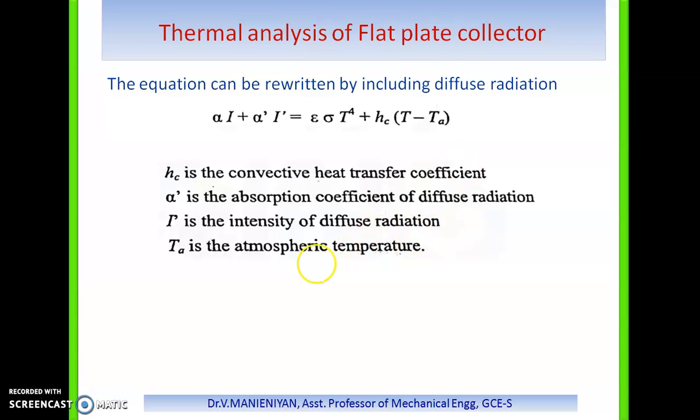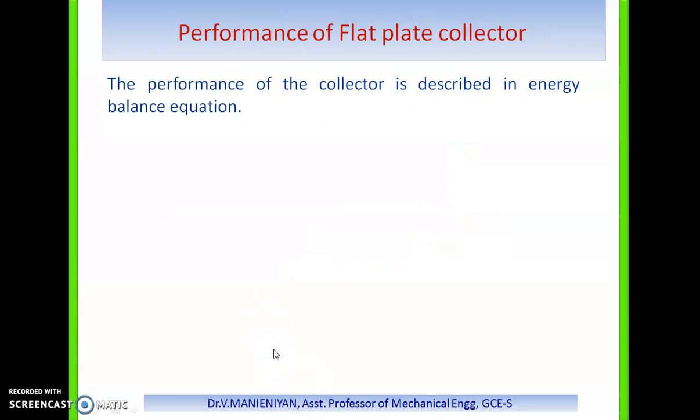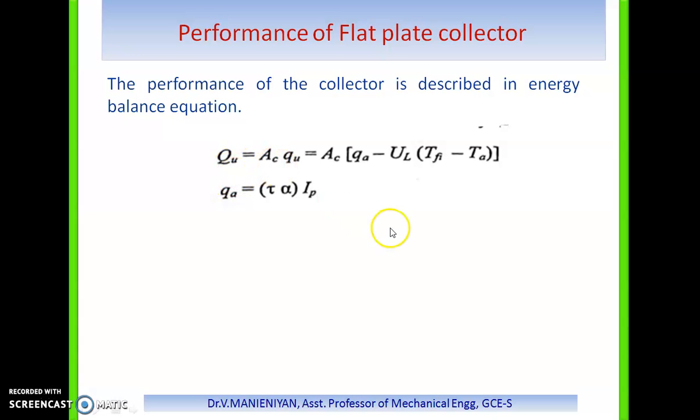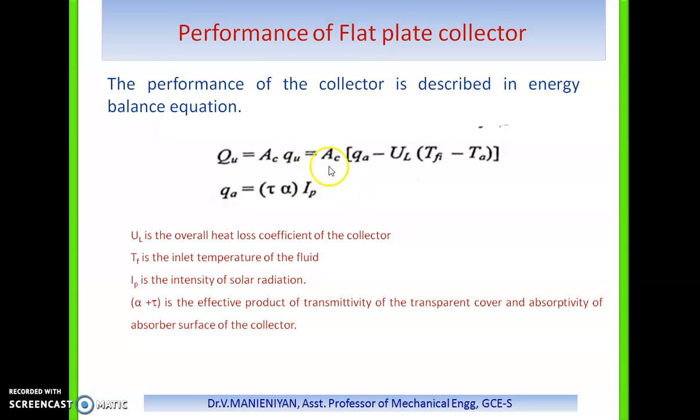Next we discuss the performance of flat plate collectors. The performance of the flat plate collector is described by the energy balance equation, shown here, which we have already discussed previously. That is, Qu equals Ac times UL times (TF minus TA), where UL is the overall heat transfer loss coefficient, TF is the temperature of the fluid, TA is the atmospheric temperature, and Ac is the area of the collector.